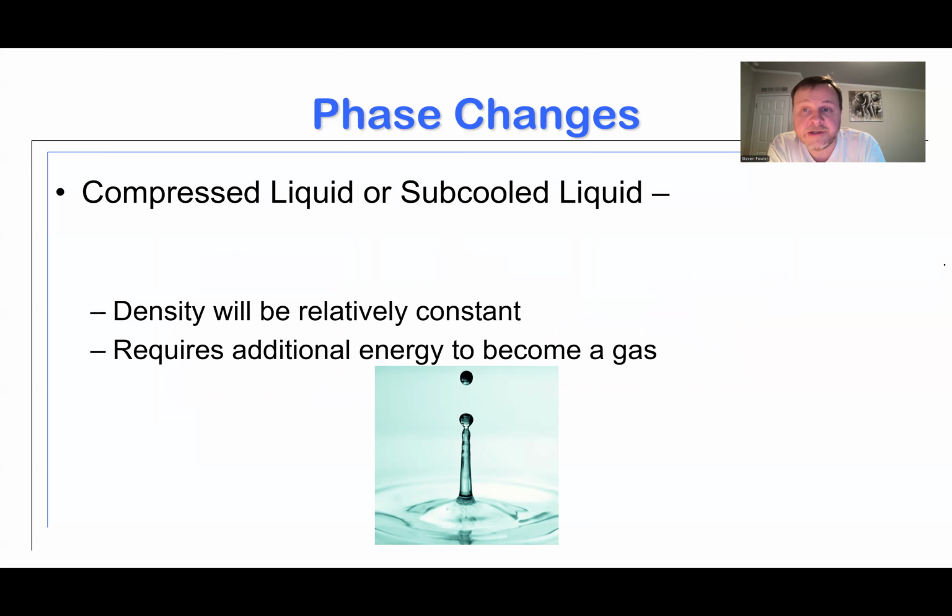So compressed or subcooled liquid, this is liquid that is not ready to vaporize. Your text will use almost exclusively the term compressed liquid. This is liquid that is not ready to vaporize. That density is going to be reasonably constant. So basically, for a certain amount of mass, it's going to occupy a very consistent volume. That will change a little bit with temperature in most substances, water especially.